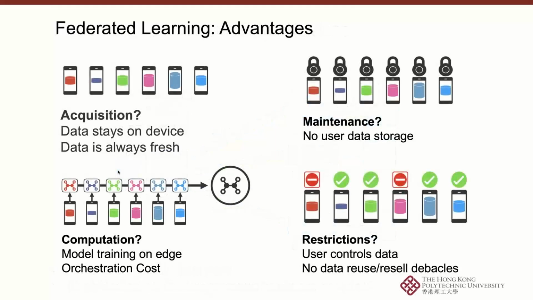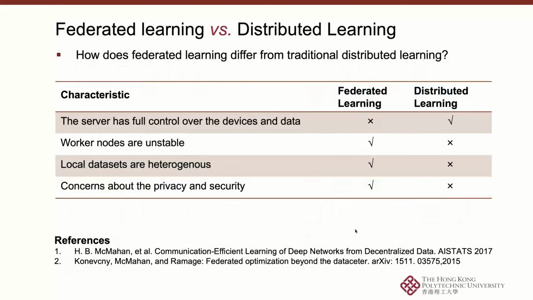If you look at the limitations compared to the cloud, you will see the data acquisition, computation, maintenance, and restrictions are all gone. No such worries in the edge. Compared to the cloud, the new challenge is that in the edge environment, the workload is not stable. It easily fails, or because of movement, devices can run out of range without joining the collaboration.